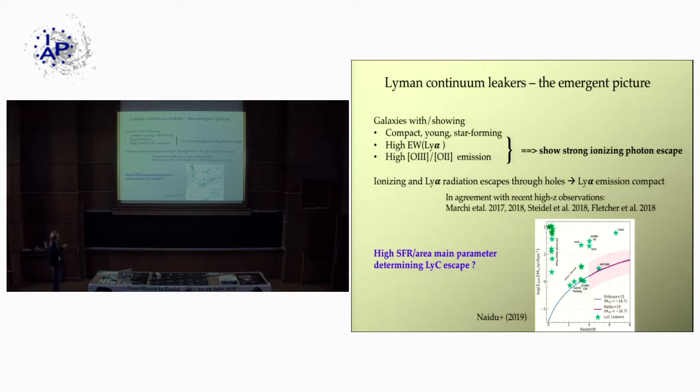We think that the Lyman continuum photons escape through holes or channels in the interstellar medium, and these properties are consistent with the high redshift observations we have so far from spectroscopy. All of the leakers basically show these kinds of properties. Now, what is really the physical property which determines that these galaxies have Lyman continuum photons escape out of their interstellar medium? We do not really know.